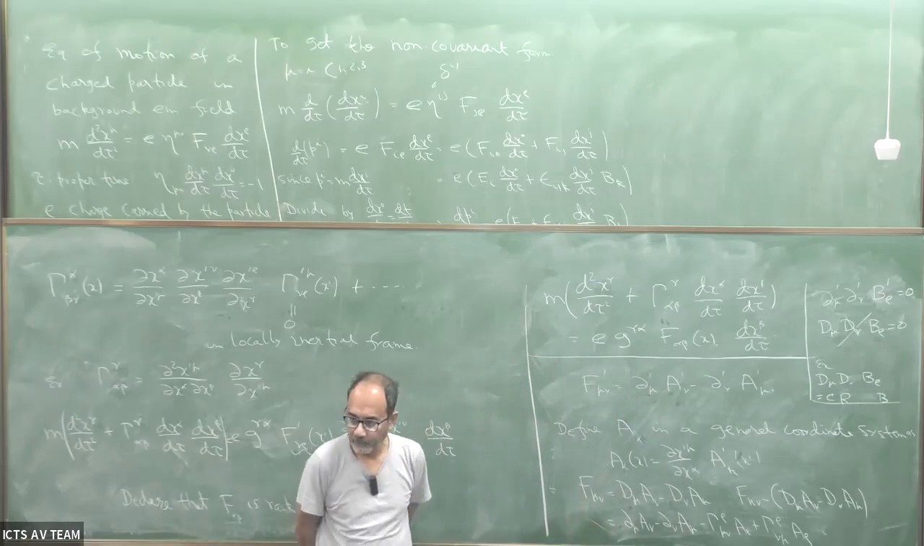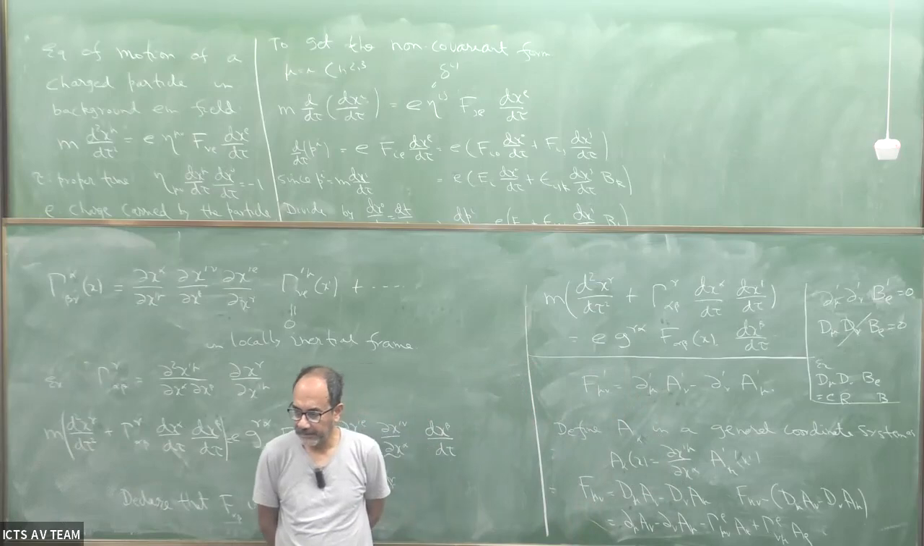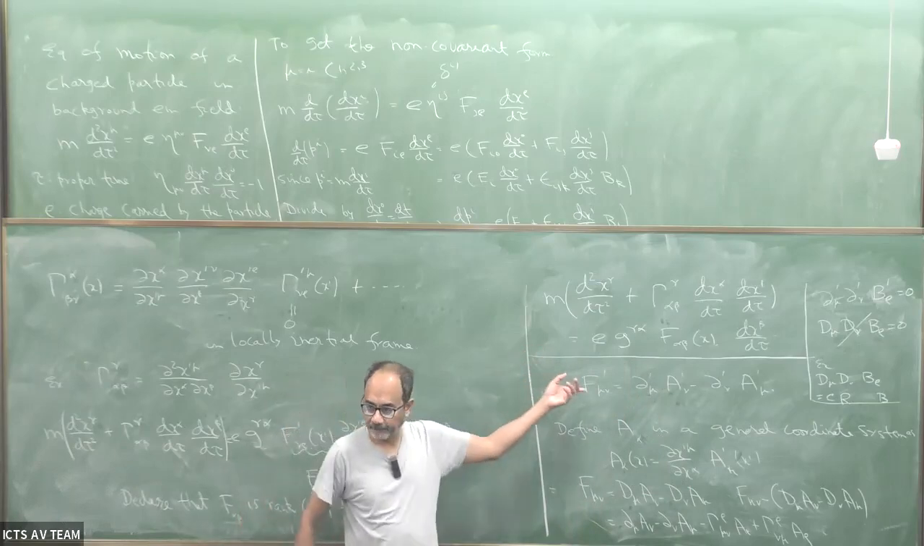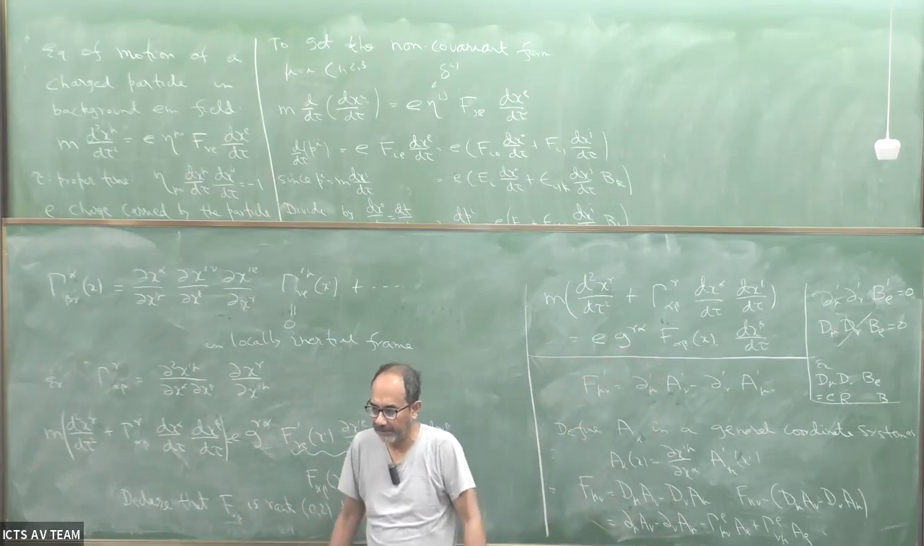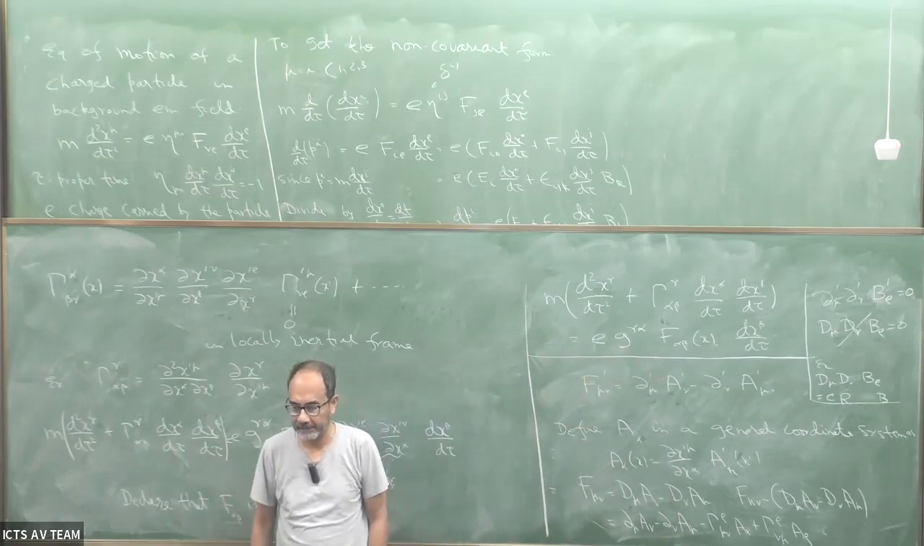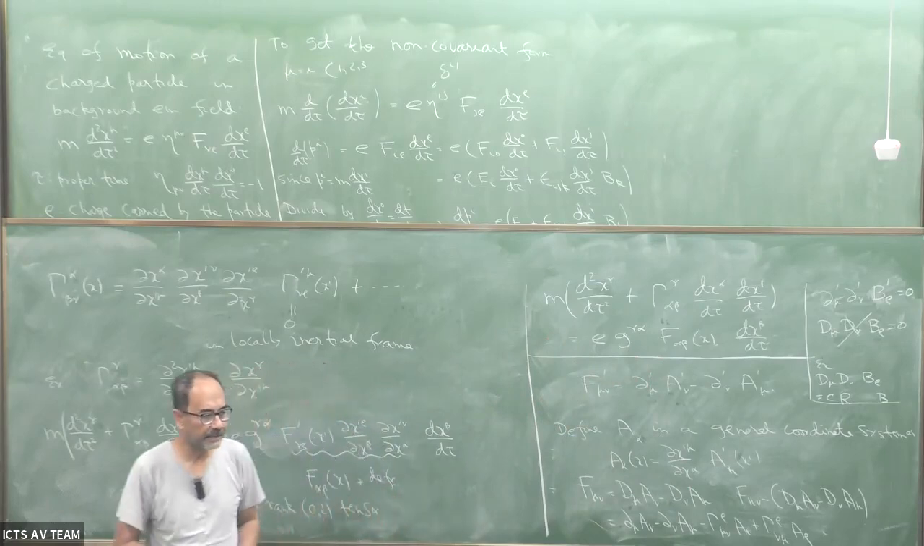Exactly, that's right. So the point is, in the absence of this, this is not a geodesic. Yeah, if this is zero, then it will be like a geodesic, right? Because in the absence of an electromagnetic field, the particles would propagate along the geodesic. Exactly. Is it clear?